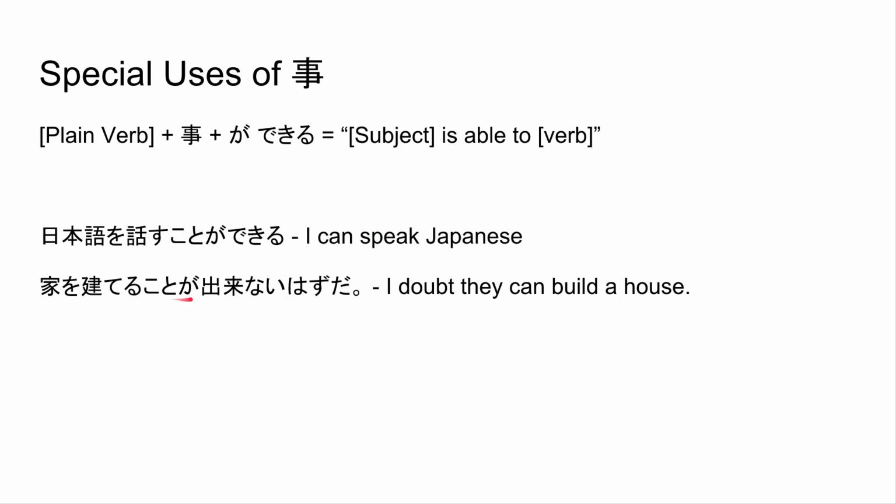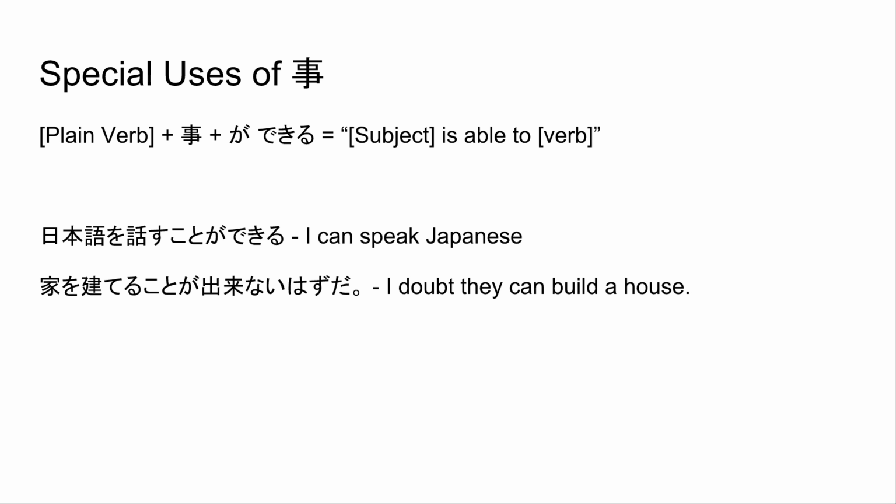Ie o tateru koto wa dekinai hazu da. So this was a little bit more complicated because I wanted to give you a fun one. Ie o tateru is to build a house, to construct a house. Koto, the construction of a house. Ga dekinai. You can't do this. It's unable to be done. Hazu da. It's expected that, it's a general thought that they are unable to construct a house. I doubt they can build a house. They probably can't build a house. There's no way they can build a house. Ie o tateru koto wa dekinai hazu da.